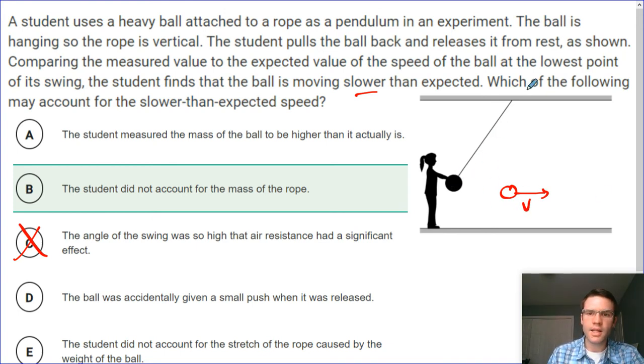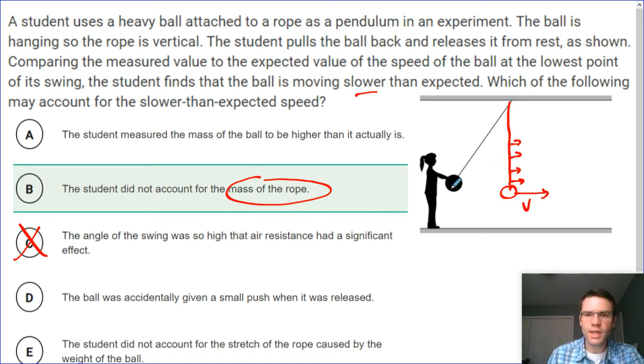So the thing that they need to consider here, and the correct answer is B, is that the student did not account for the mass of the rope. Why does the mass of the rope matter? Well, as it gets to the bottom of its arc, when it's swinging, the rope is also moving. At each one of these points, you can think of it as tiny, tiny pendulums, little balls hanging on the end of a massless rope. Well, each one of these has its own velocity as well.